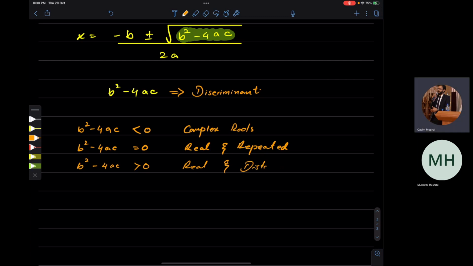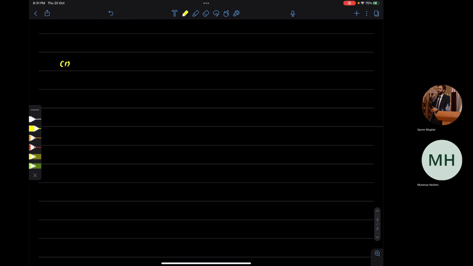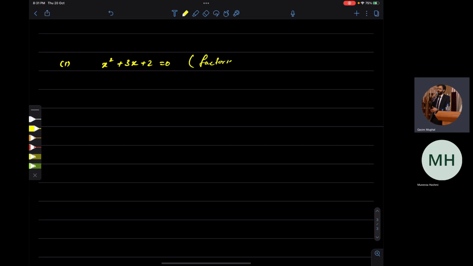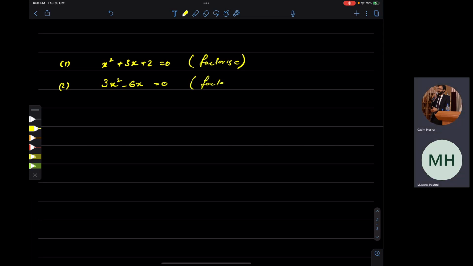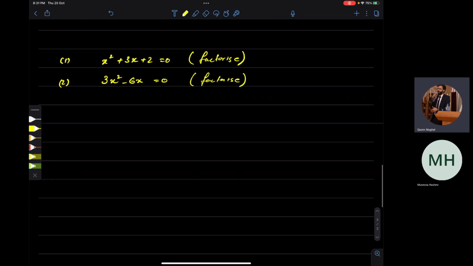Next, if b squared minus 4ac is positive, greater than 0, then you will have real and distinct roots. Got it? All right, so I'm going to write down a few equations and I would like you to solve them. I'll be writing down the required methods to solve these. Although I have mentioned these up here as well, I'm still writing it down in front of you.